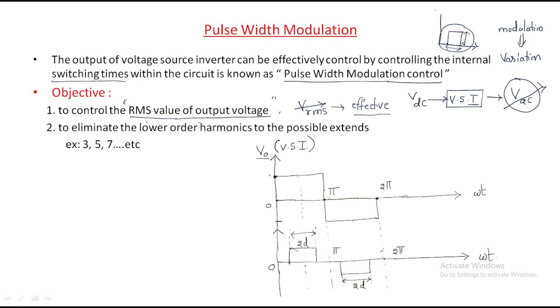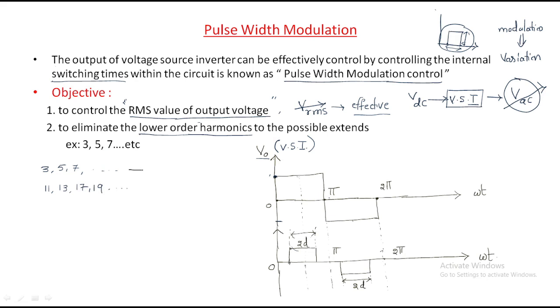Second point, to eliminate the lower order harmonics to the possible extent. That means we can eliminate the lower order harmonics. What is a harmonic? The unwanted frequencies are known as harmonics. We already discussed this. We have a large number of harmonics. Generally, lower order harmonics means 3, 5, 7, like that. Higher order harmonics means 11, 13, 17, 19, like this.